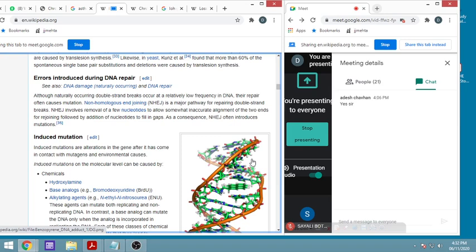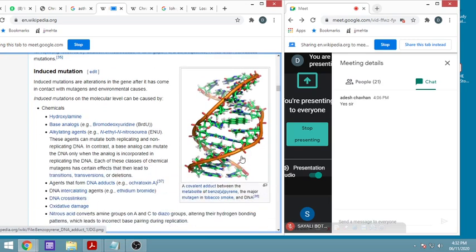Then others are induced mutations. These are because of contact with some mutagen or environmental factors, and these are examples of this. Various chemicals are there, like hydroxylamine, then bromodeoxyuridine, and alkylating agents which are part of cancer treatment, and are very important in cancer treatment. So these will cause mutation, and therefore they will be used in the treatment of cancer.